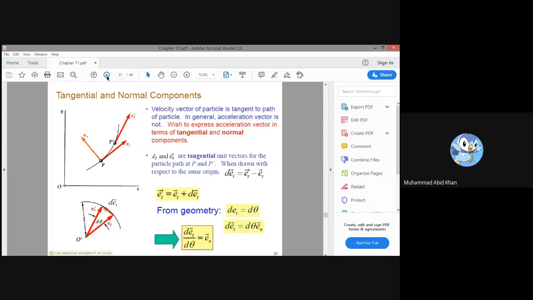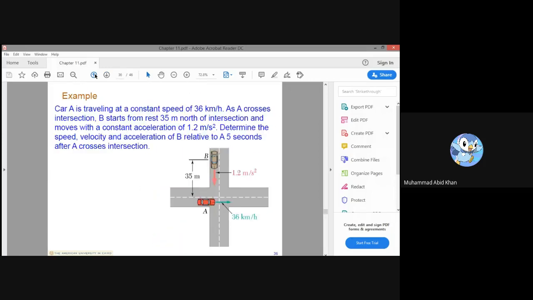Okay, that is the question. Hopefully you can find this example in the textbook. You will see the solution. That is one of the examples.